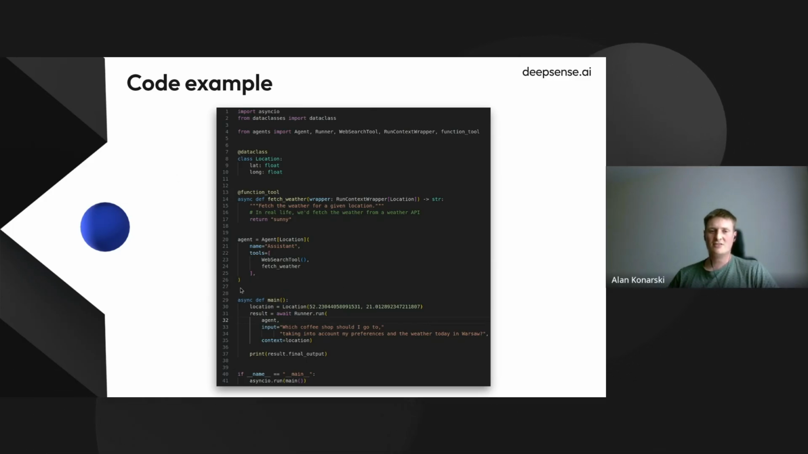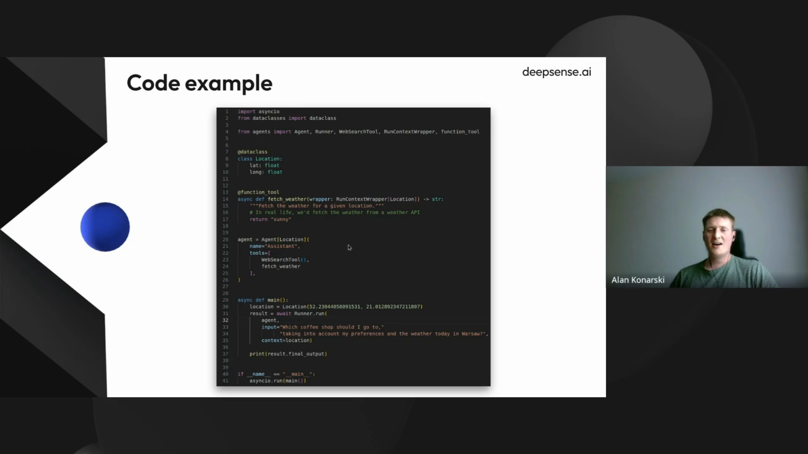The agent definition is in line 20. And you can see that it's very simple. You only provide the name of the agent and the tools that it can use. And you can see that we are mixing the web search tool with the fetch weather tool. The first one is a built-in tool from OpenAI, and the fetch weather tool is a custom tool created by us. To use custom tools, we can use any Python function. The only thing we have to do is decorate it with this function tool.